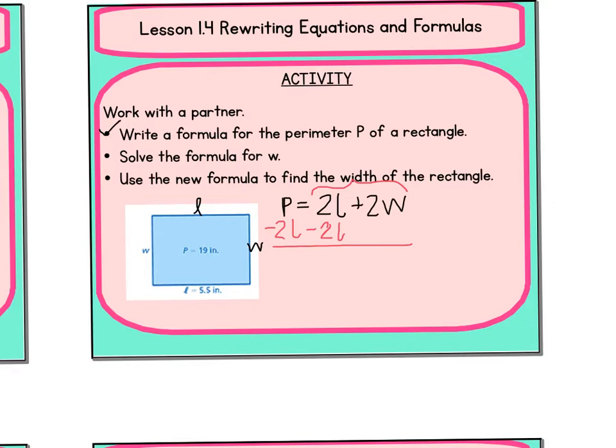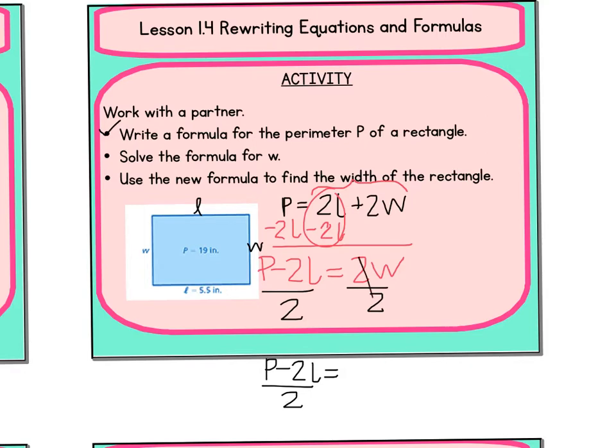Since we can't combine the P and the 2L, we leave that separate, so I'm going to write P minus 2L equals, and on the right hand side all we have left is 2W. Now in order to get that W by itself, we're going to divide both sides by 2. So our formula now is P minus 2L, divided by 2, equals W. So we solved that equation for W.